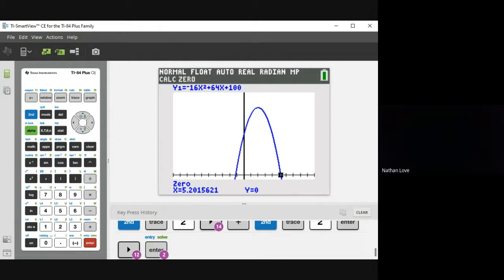Okay, so if I say in context, what's your domain? It's from 0 to your x-intercept, because you can't go below the ground, all right? And then if I say, what is your contextual range? What's the lowest the jack-o'-lantern goes? 0. What's the highest it goes? 164. So 0 to 164.